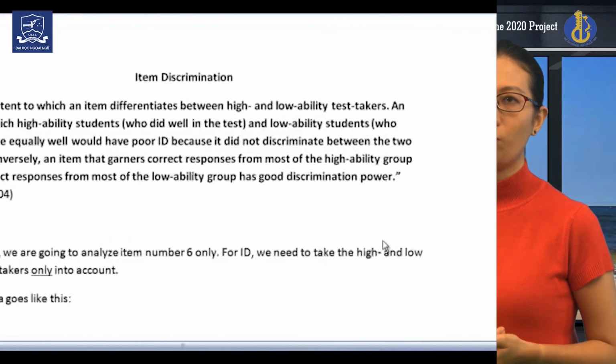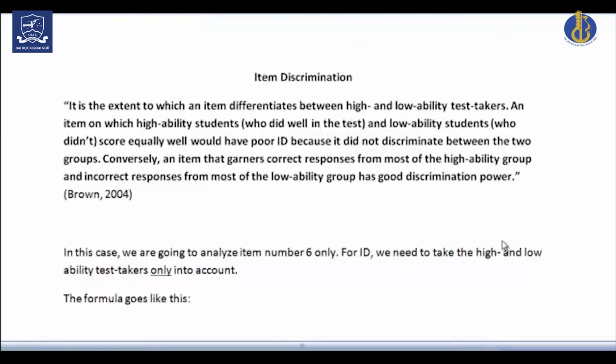Let's move on. Hello again. We are going to continue with item discrimination. According to Brown, it is the extent to which an item differentiates between high and low ability test takers. An item on which high ability students who did well in the test and low ability students who didn't score equally well would have poor ID because it did not discriminate between the two groups. Conversely, an item that garners correct responses from most of the high ability group and incorrect responses from most of the low ability group has good discrimination power.